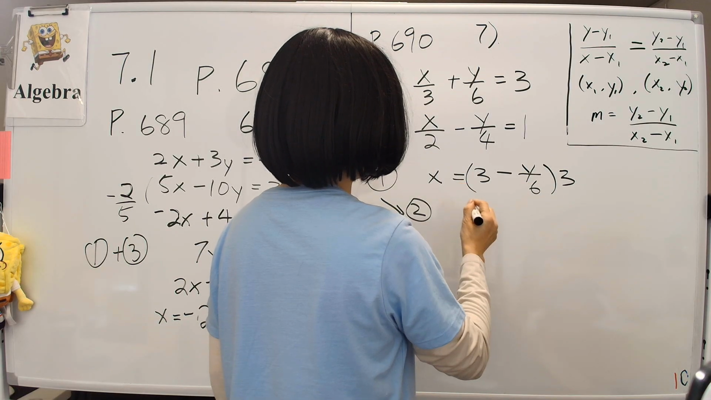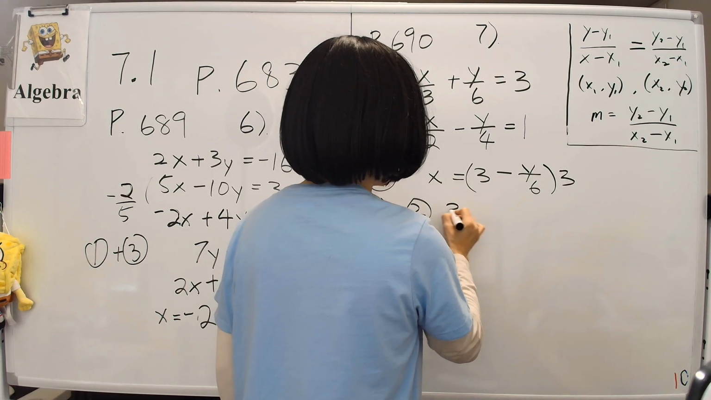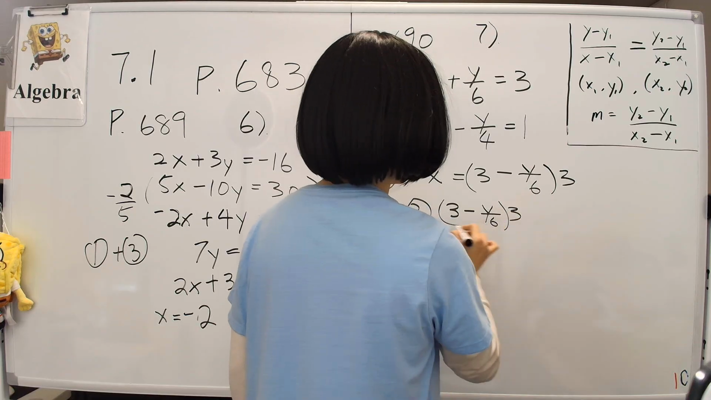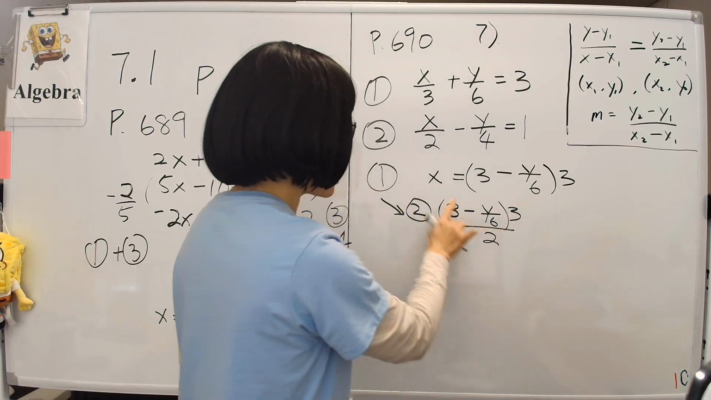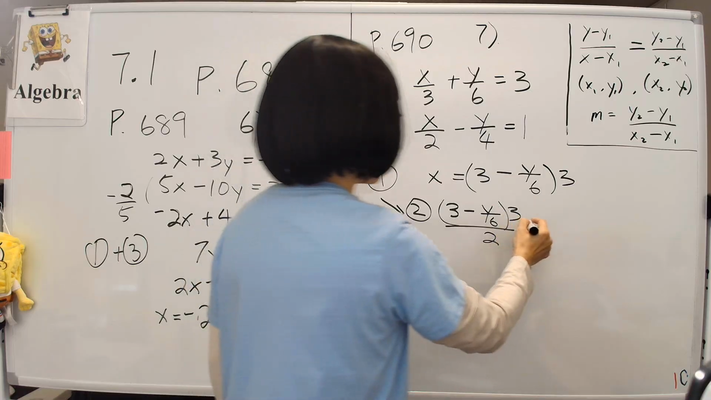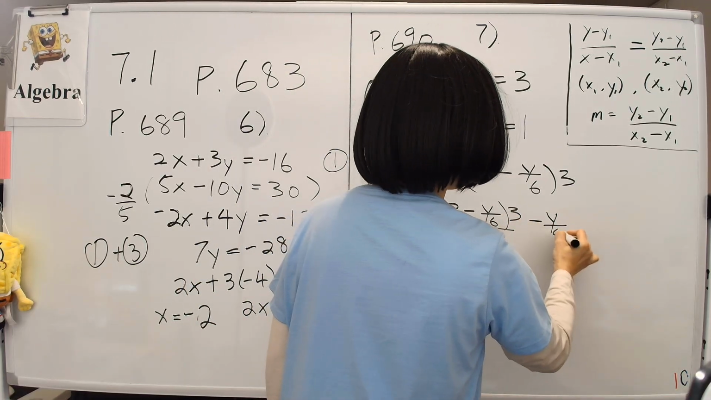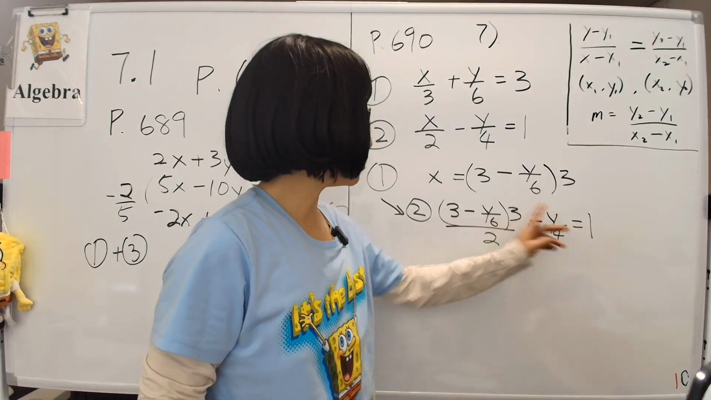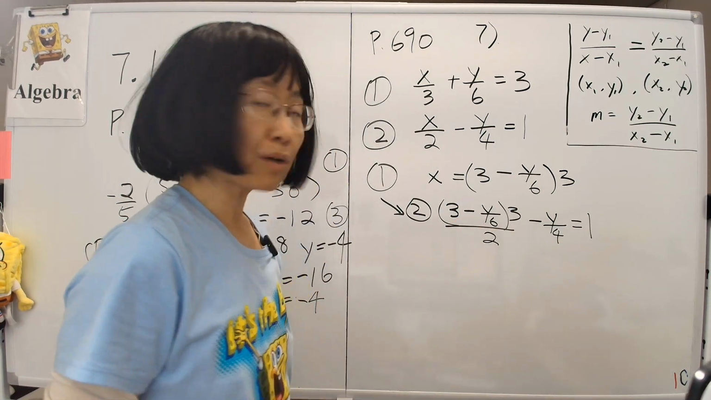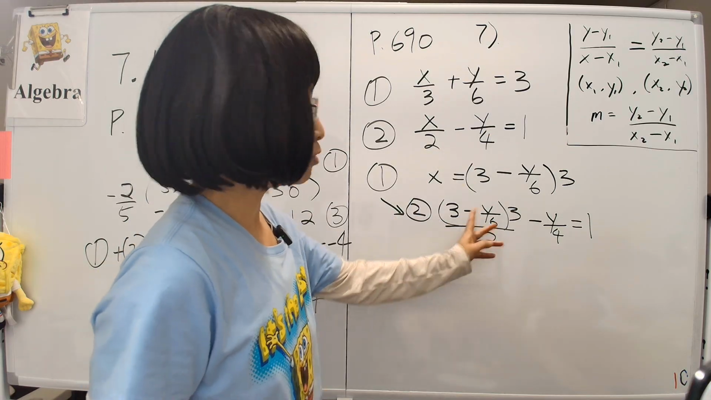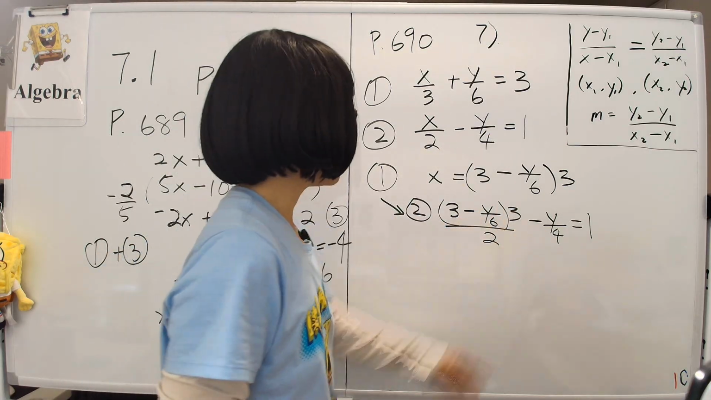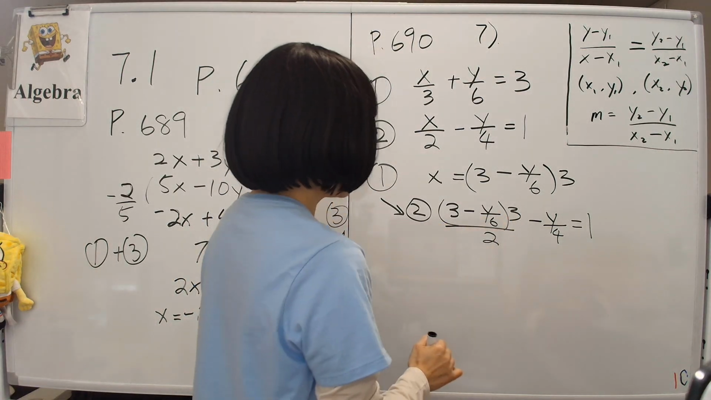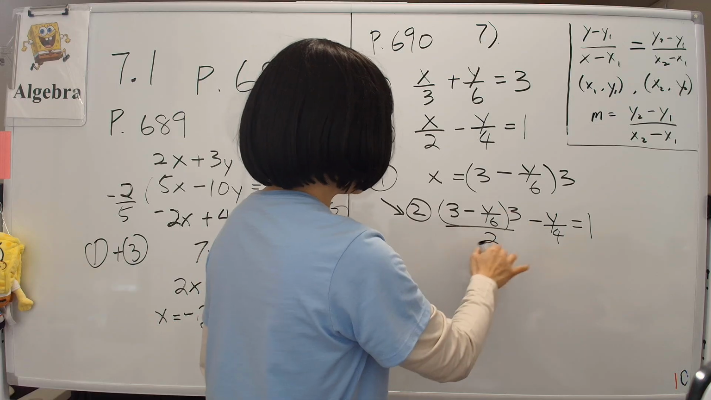If we plug 1 into equation 2, then we have this whole thing here, which will be 3 minus y over 6 times 3, divided by 2. This whole thing is x, right? And so x divided by 2, and then minus y over 4 is going to be equal to 1. Now we're going to solve this equation, and if we do, we will get the answer for y immediately, because y is the only variable here. We will solve the equation with the skills that we learned in chapter 2. All right, so how do we do that?